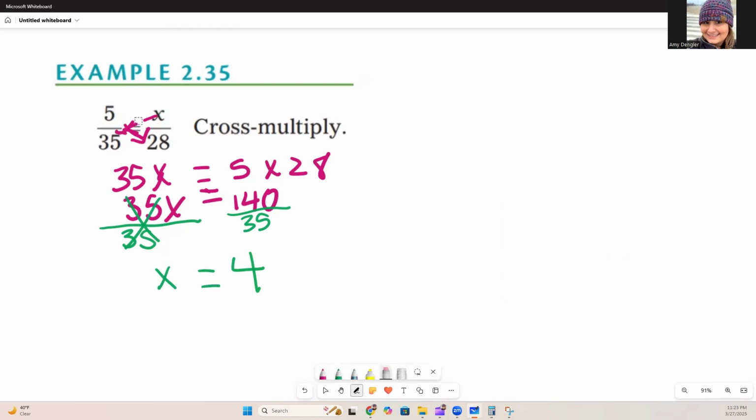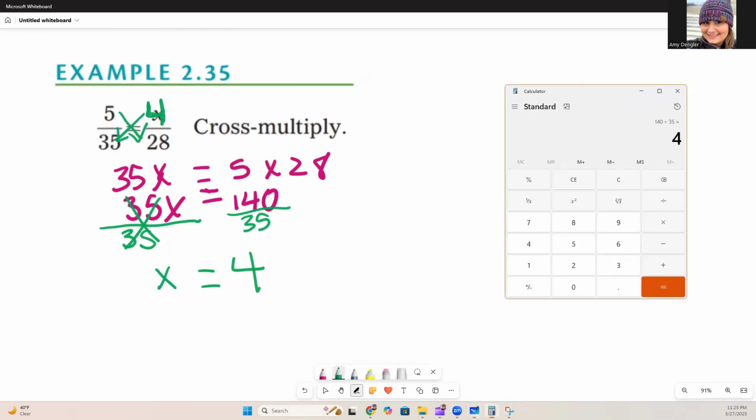Now, if I erase this here, let's just write in the 4 here. And if I cross multiply both of these, I should get the same answer. So 4 times 35, 140. 5 times 28, 140. And we know that is the correct answer.